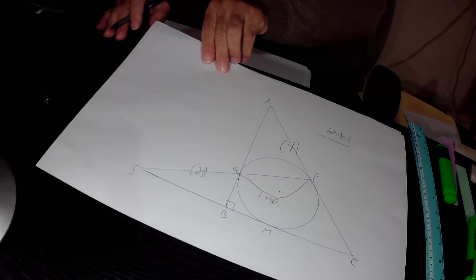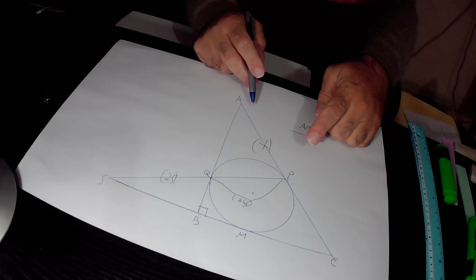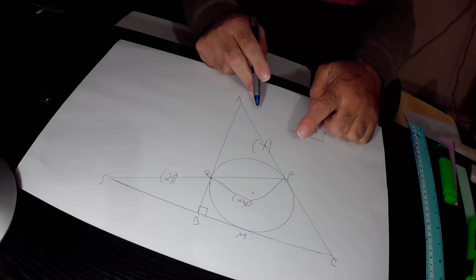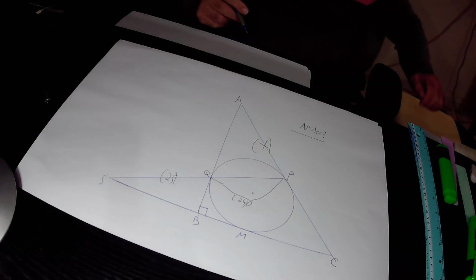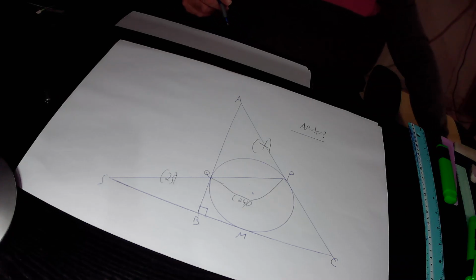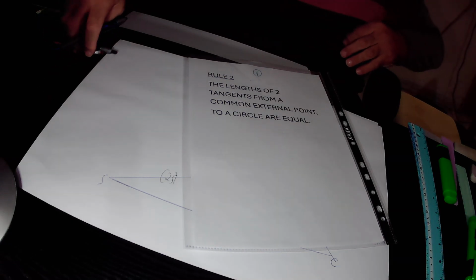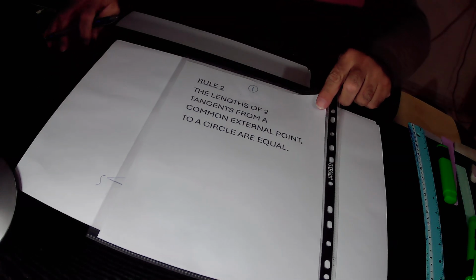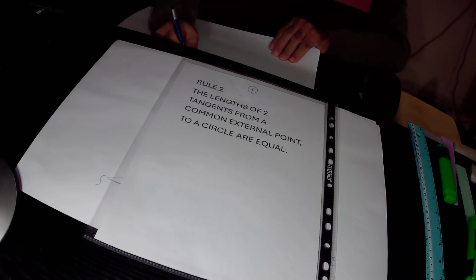So again, our task is to find out the length of this line segment AP that equals x. We have to find out the value of x. So first of all, we will implement rule 2 in our drawing. Quickly on rule 2. According to rule 2, the lengths of two tangents from a common point to a circle are equal.